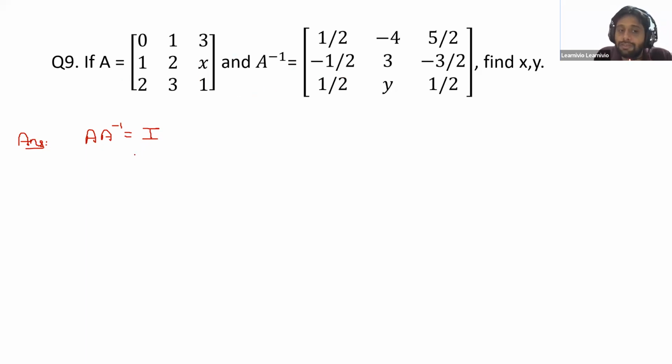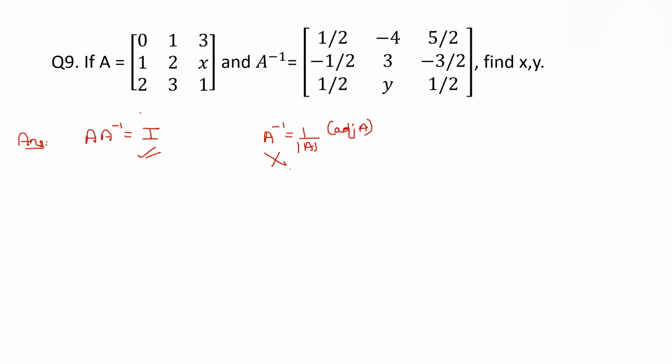Please compare this method with this one: A inverse is equal to 1 by determinant into adjoint of it. Please compare these two methods. This is a very, very lengthy method, and in some cases, you might get stuck because of the calculation. So please remember, if in a matrix you have a variable, then please try to use this method. Okay, then Abdul, please continue this and share your answer.